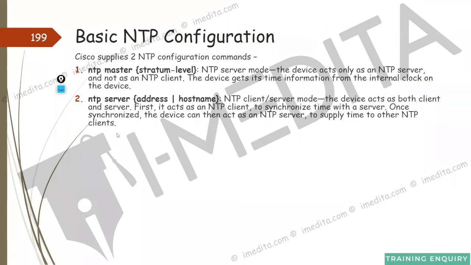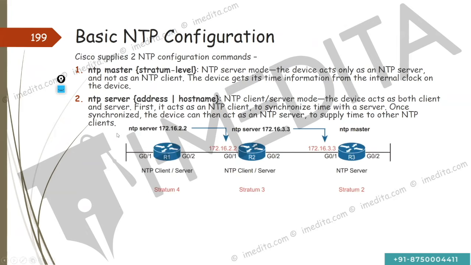Okay. So just to be clear, let's take this example. If you look at this diagram here, we have router R1, we have router R2, and we have router R3. Now in R3, we have given the command of NTP master. In router R2, we have given the command of NTP server, and then an IP address which belongs to router R3 here.